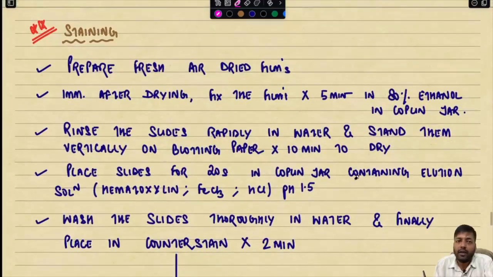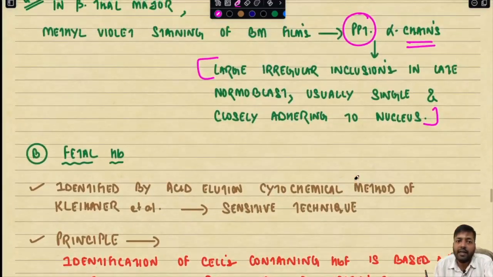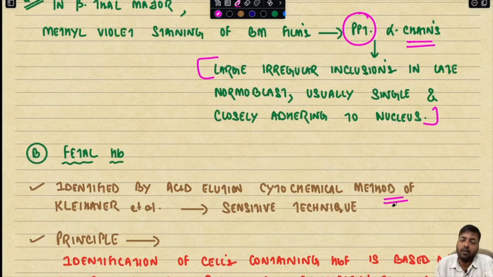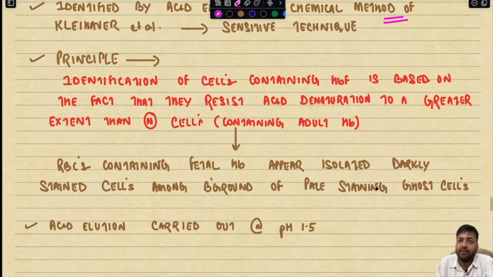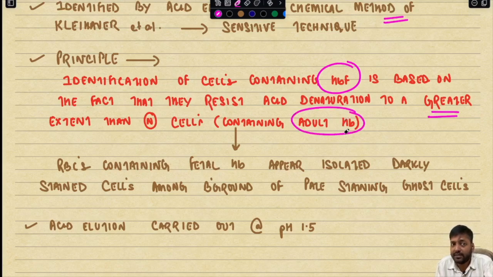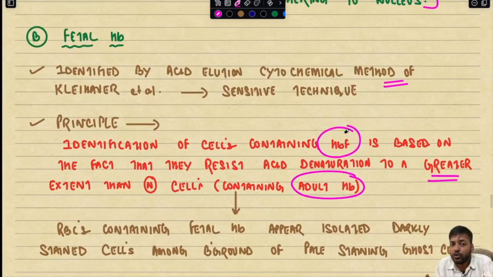Next, we are going to read about highlighting the fetal hemoglobin cytochemically. It is identified by the acid elution cytochemical method of Kleihauer et al., and it is a very sensitive technique. It is based on the principle of identification of cells containing HbF, based on the fact that they resist acid elution or acid denaturation to a greater extent than those RBCs containing normal adult hemoglobin. This is the basis of the acid elution test.